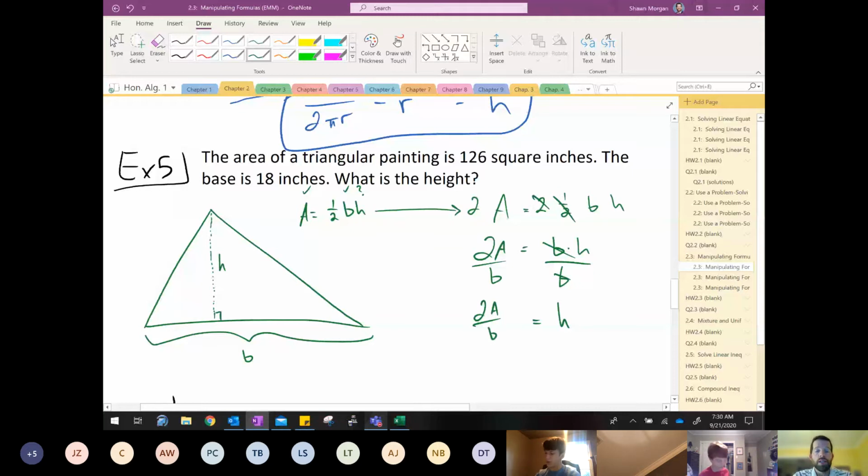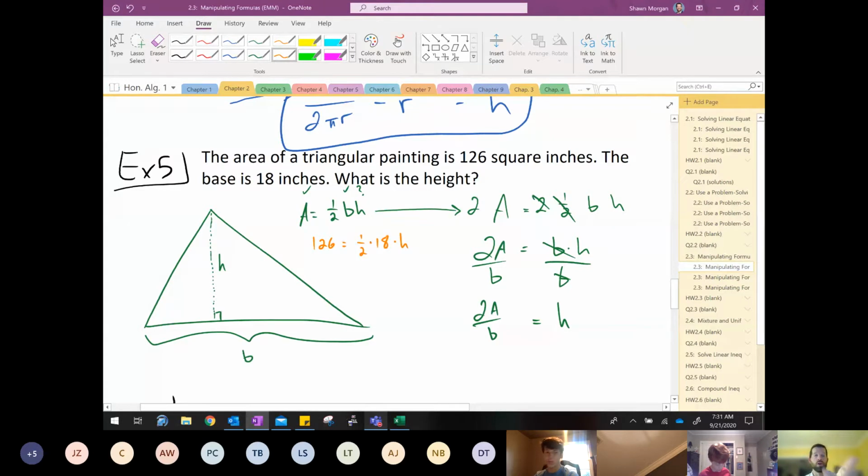All right, very nice. So as an exercise, I've led you guys through that. What we just did was we solved for h. Now let's actually put it into practical purposes here in the actual problem. What did the problem say? The problem said 126 is the area, right? 18 is the base, and we want to know what the height is.